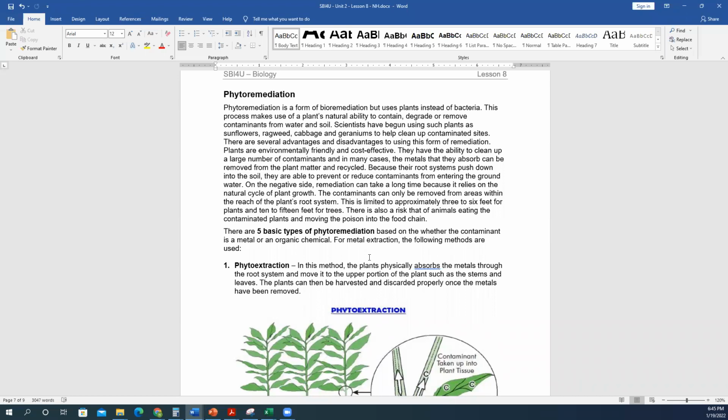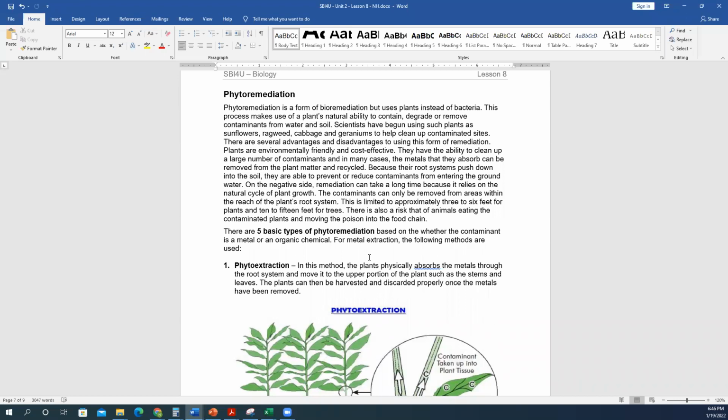They can sometimes degrade those contaminants and remove them from the water and from the soil, just because that's typically what plants do. So scientists have started looking at these types of plants, sunflower being one of them, ragweed, cabbage, and geraniums, to help clean up these contaminated sites.